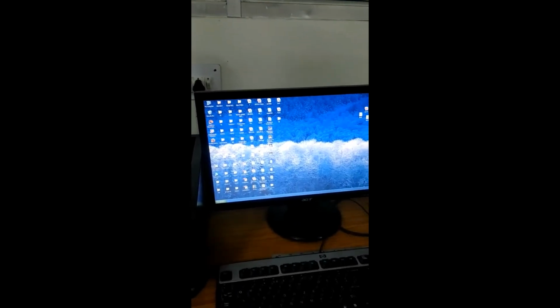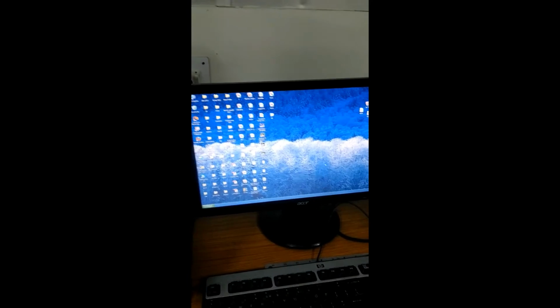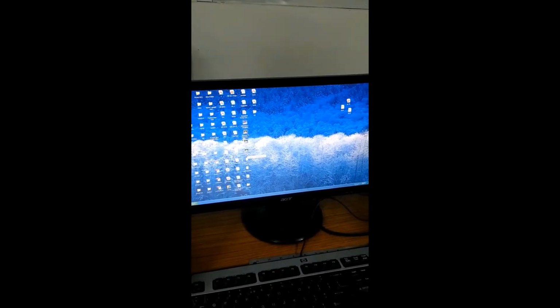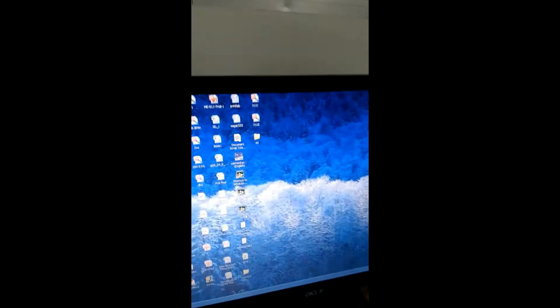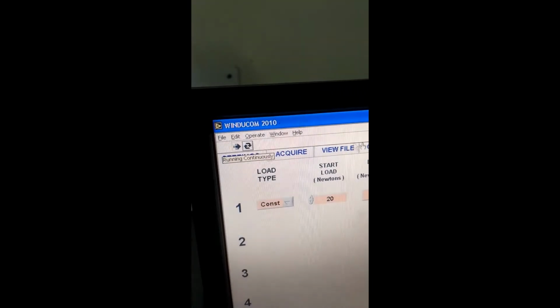So let us begin with the software. This is Windowcom 2010. In this software we have to open the wizard. Now we have to make some preliminary settings. First of all, you have to press this button. Let it turn black. Now it is in ready condition.